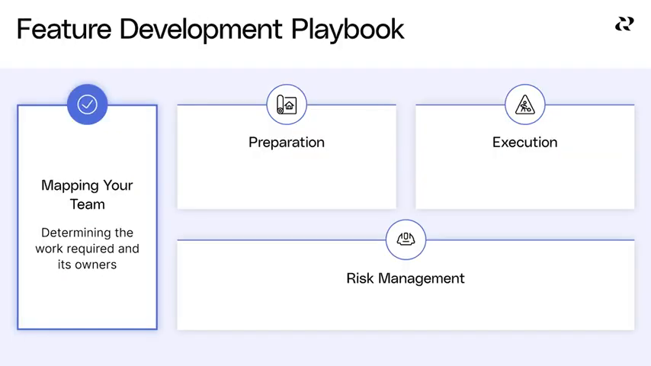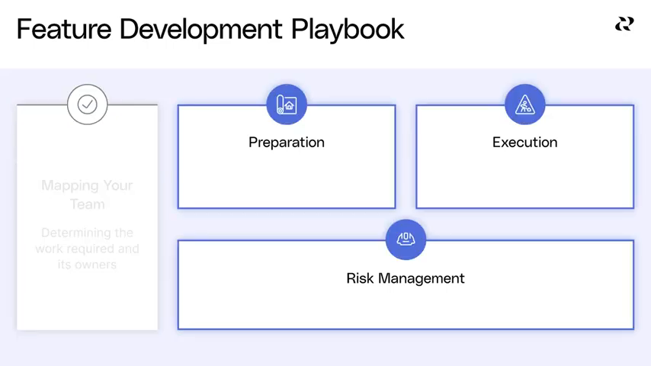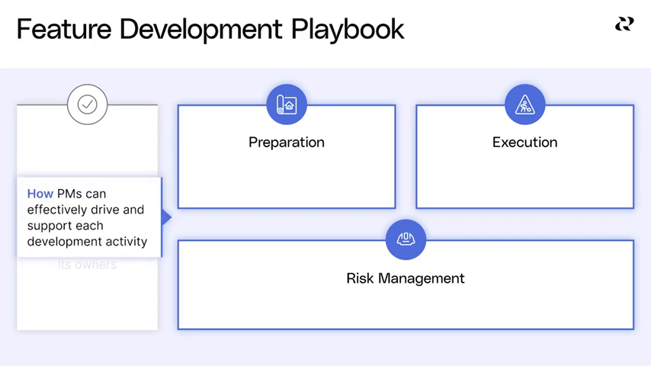We'll also explain what you can do if you realize there's no clear owner for an activity in your org. At the end, you'll be ready to validate this map with your manager and any individuals you identified as owning key development activities. Once you've understood the what and the who and ensured that no work will slip through the cracks, you'll be ready to proceed with the actual development work. This is how we'll spend the remaining sections, discussing how PMs can effectively drive and support each key development activity.